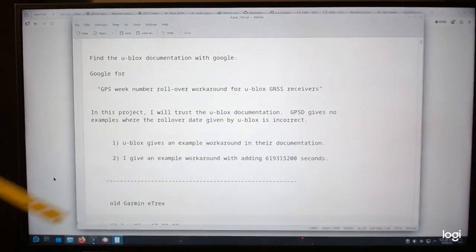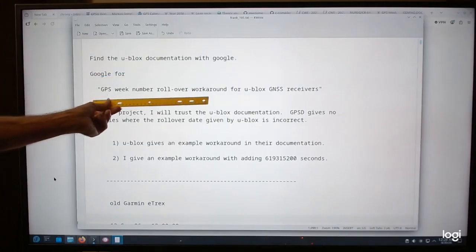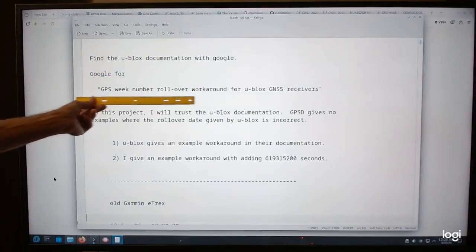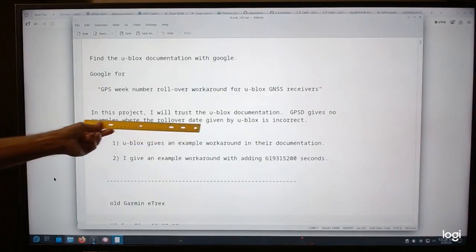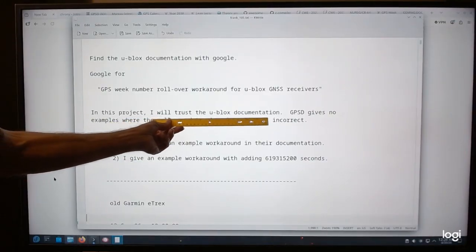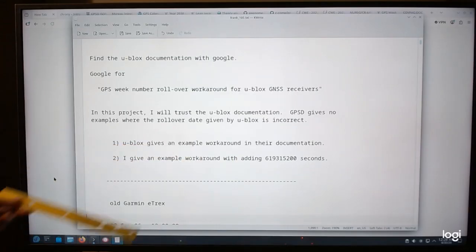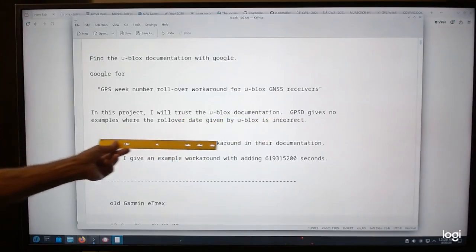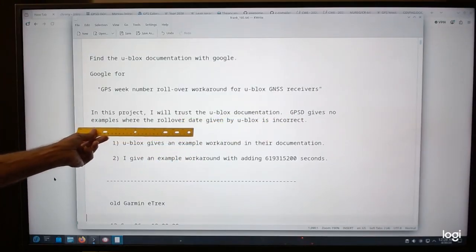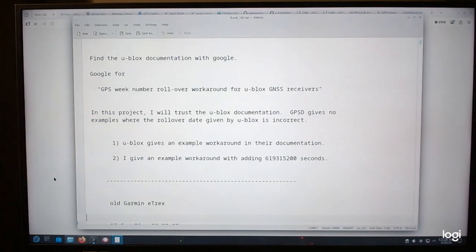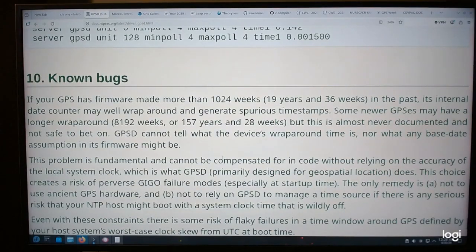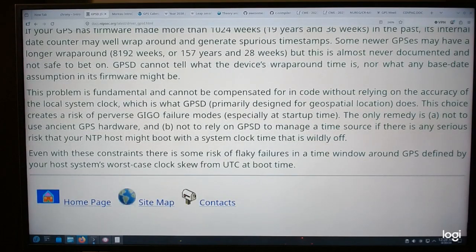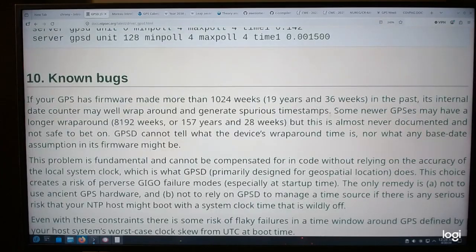Yeah, now if you want to find the uBlocks documentation, just search for the GPS roll number for uBlocks. Now, in this project, I will trust the uBlocks documentation. The GPS people, they give no examples where the rollover date by uBlocks is incorrect. Let me just kind of show you this right here. Let's see, where are they talking about this? Yeah, see right here?